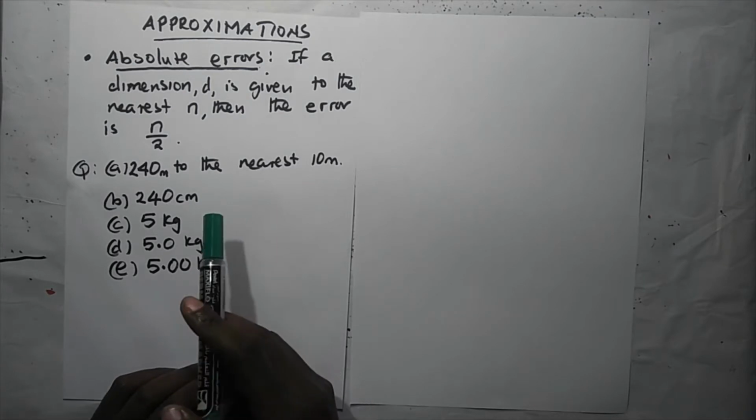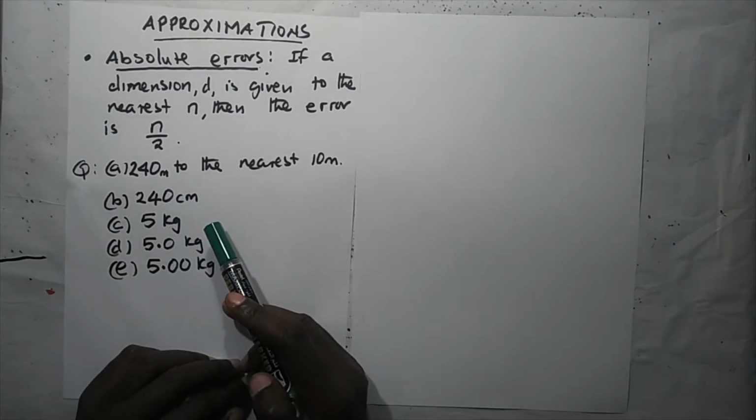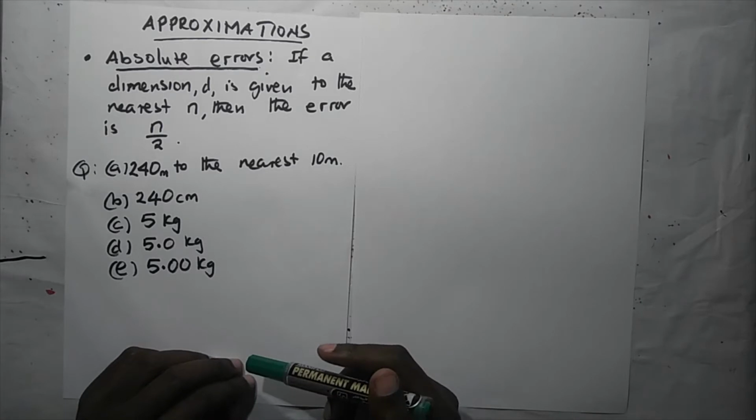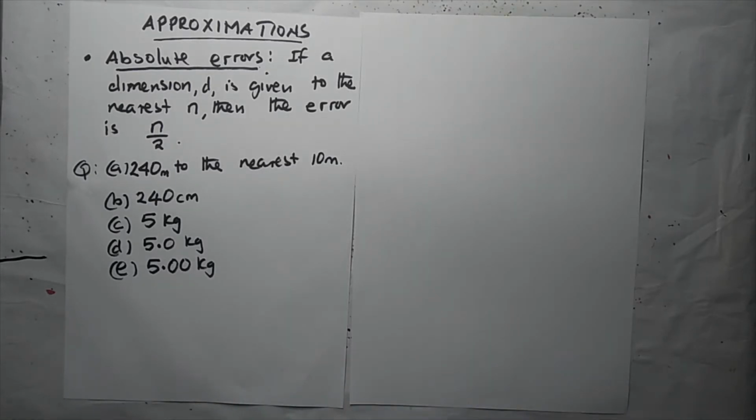If you are not given what the measurement is measured to the nearest, then there's a way in which we solve.